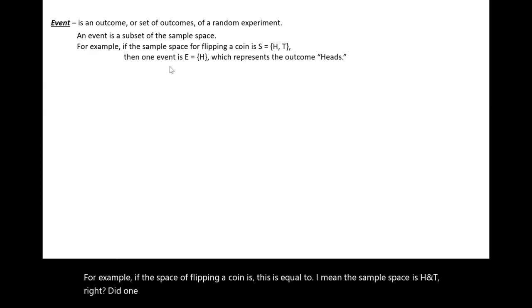For example, if the space of flipping a coin is S, the sample space is H and T, right? Then one event is H, which represents the outcome heads.